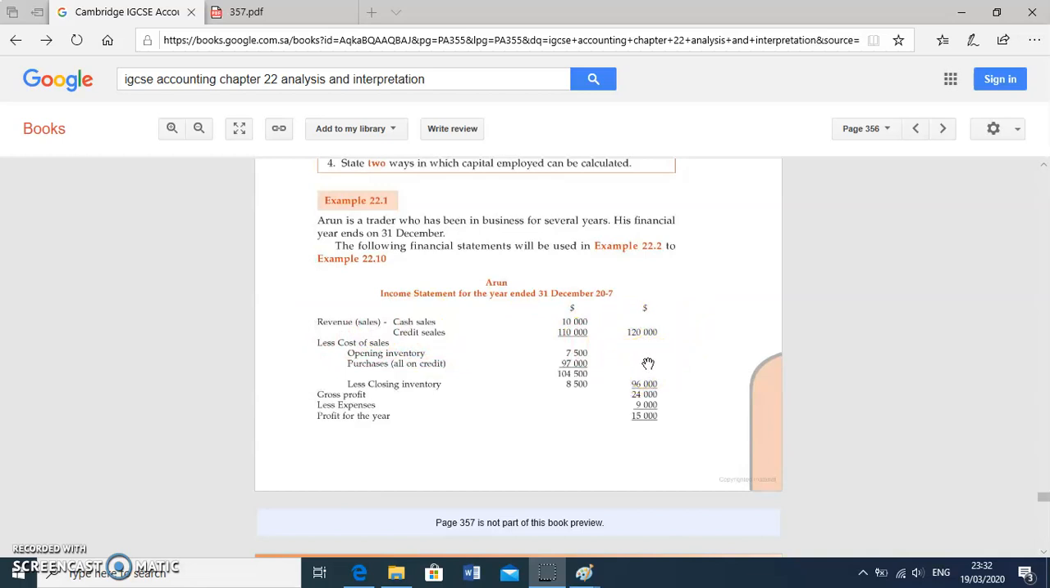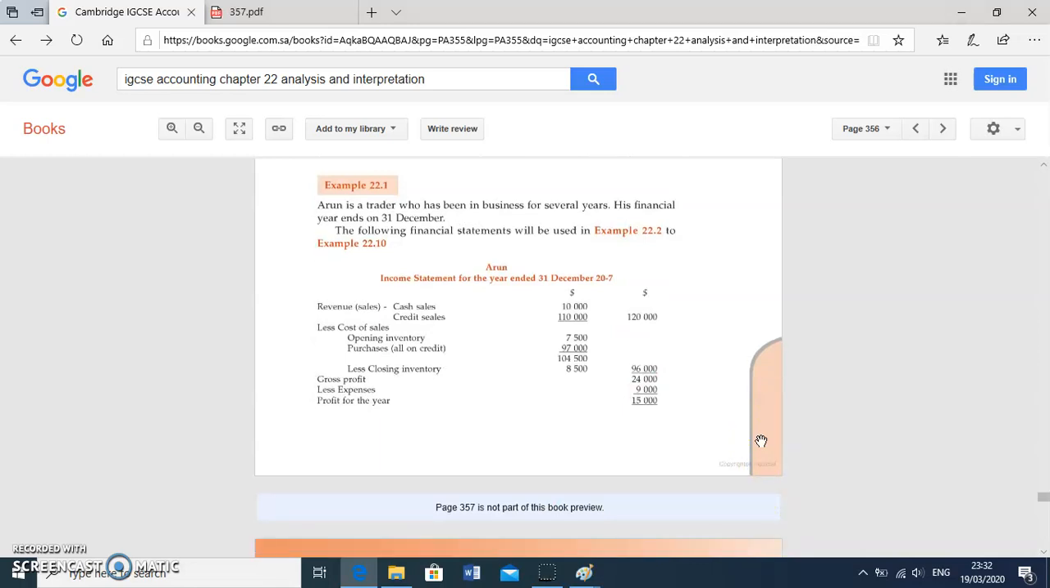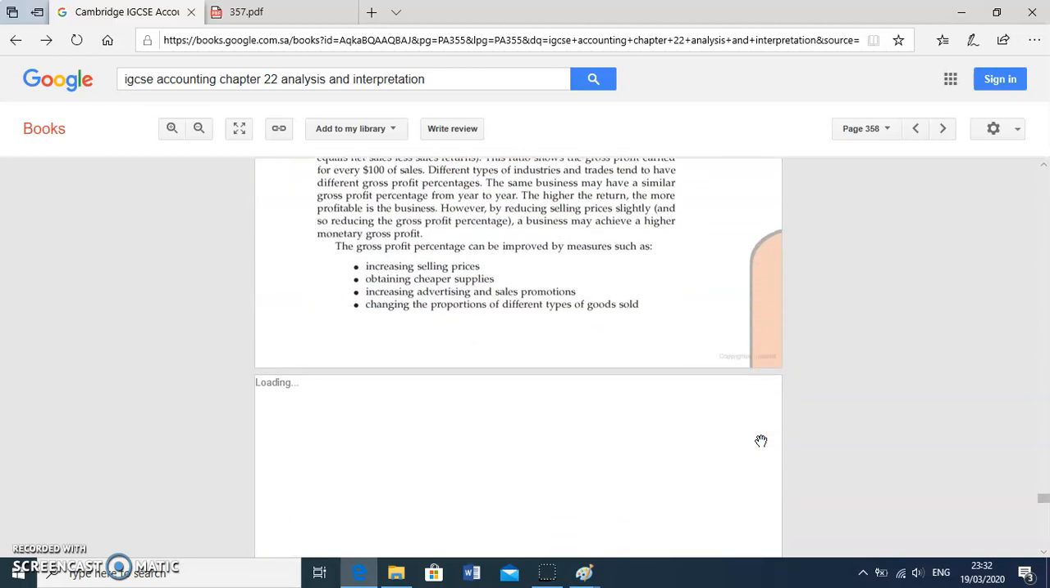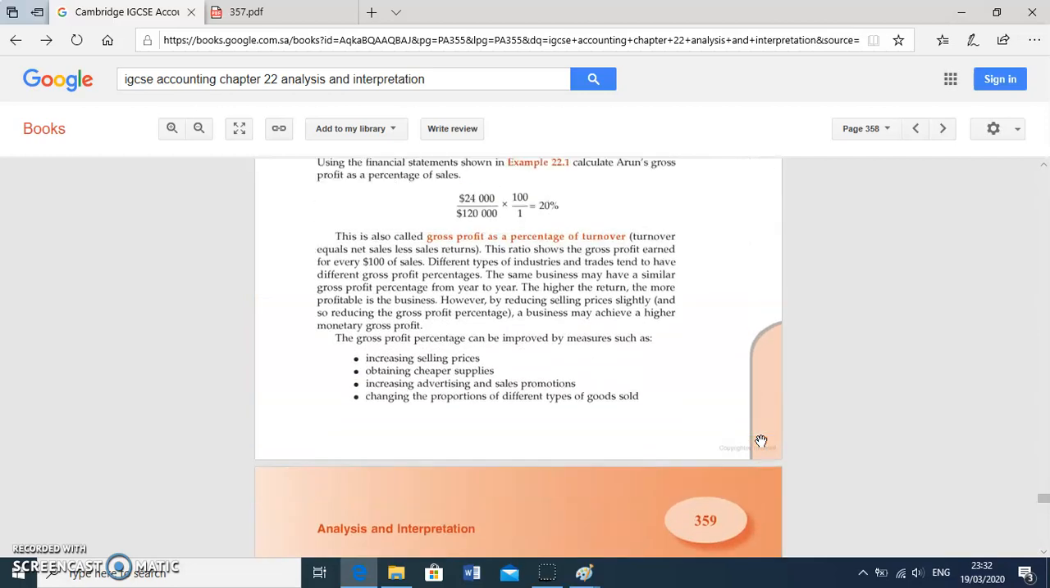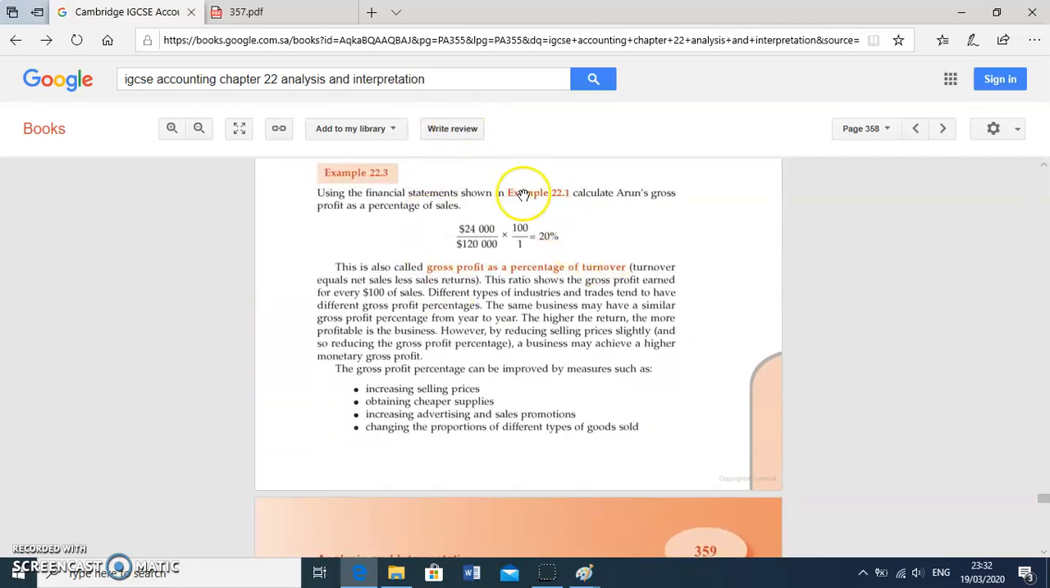Okay, so the gross profit margin, or the gross profit as a percentage of sales, is the 24,000 divided by the 120,000 multiplied by the 100. So a 20% gross profit margin means that for each $100 you are generating as sales, you are making $20 as a gross profit.